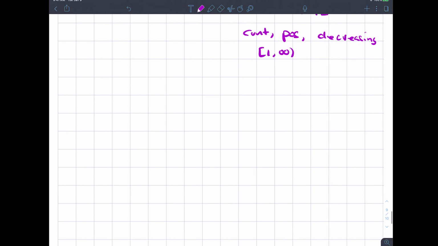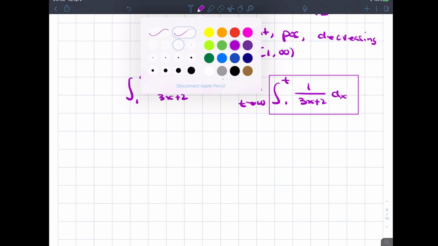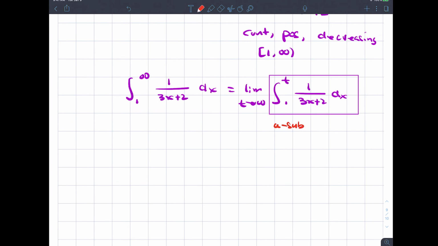So let's change that color then. We integrate from 1 to infinity, 1 over 3x plus 2 dx. By definition, that's the limit as t goes to infinity of the integral from 1 to t of 1 over 3x plus 2. I just have to integrate here. Of course, you'd have to use u-substitution, where u is 3x plus 2, and then du dx is 3. So dx is du over 3.